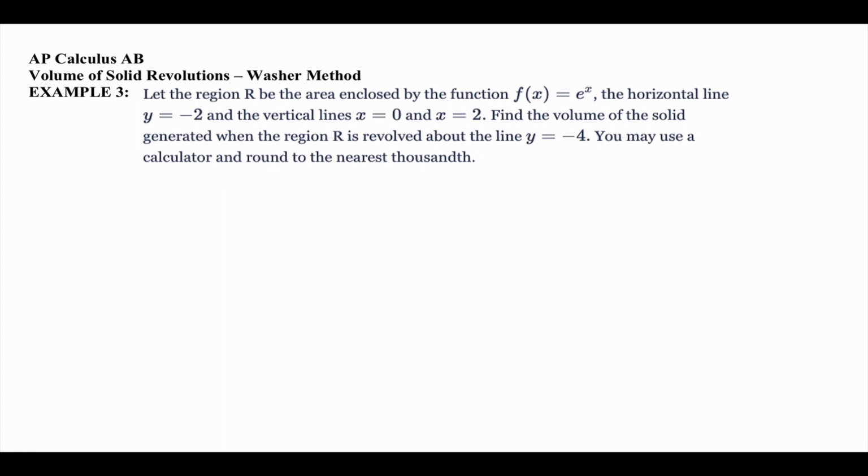Let the region R be the area enclosed by f of x, the horizontal line y equals -2, and then the two vertical lines, x equals 0 and x equals 2. Find the volume of the solid generated when R is revolved around y equals -4.